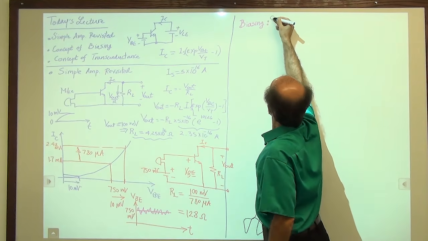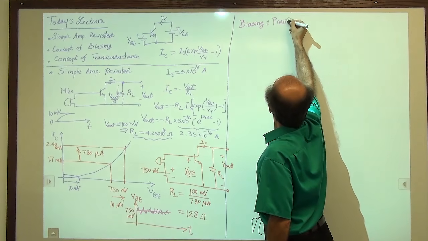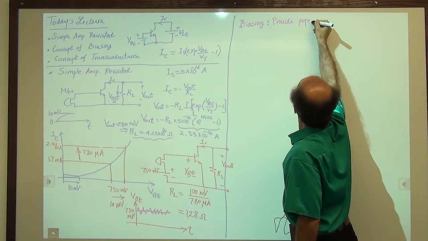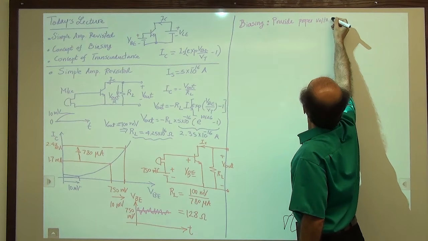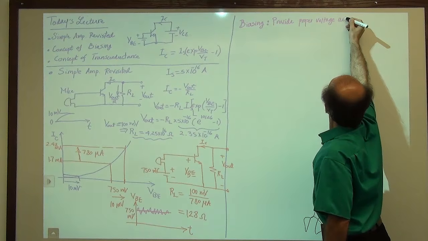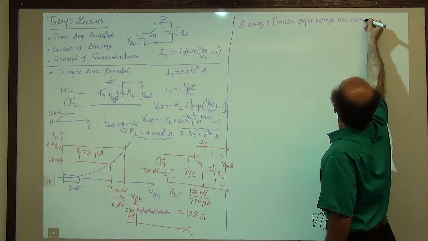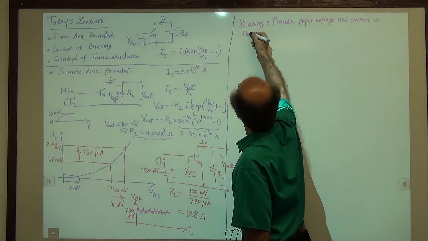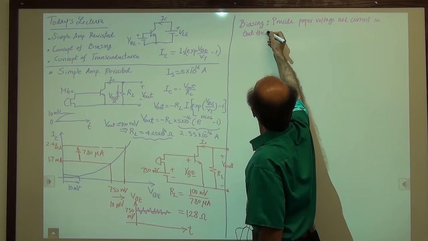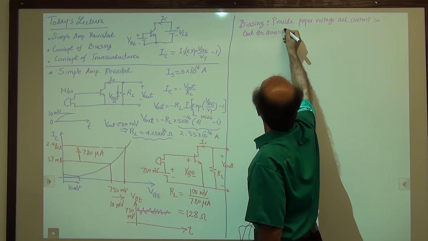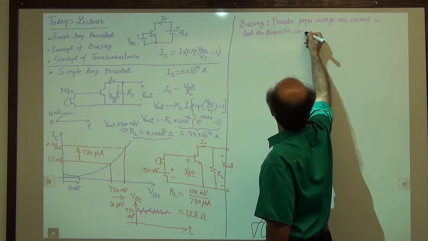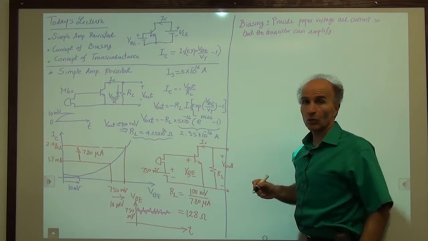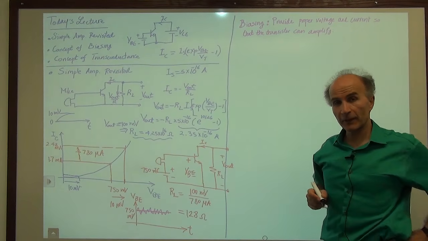It means provide proper voltage and current so that the transistor can amplify or perform other functions, but at least for amplification, that's what we need.